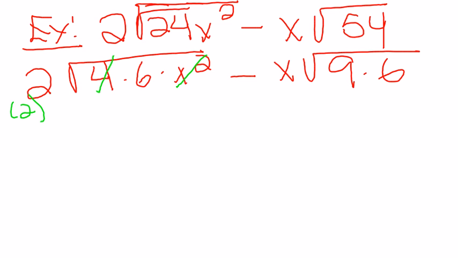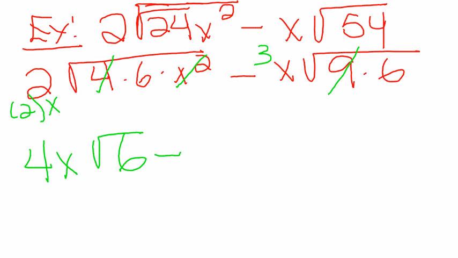So I can see that the square root of 4 is 2. Square root of x squared is x. So I'm going to get a 4x square root of 6. And then here, the square root of 9 is 3. So I'm going to end up with minus 3x square root of 6.